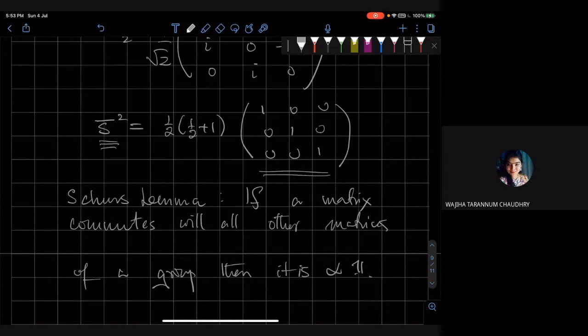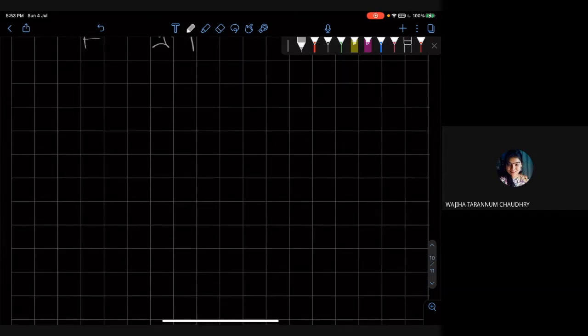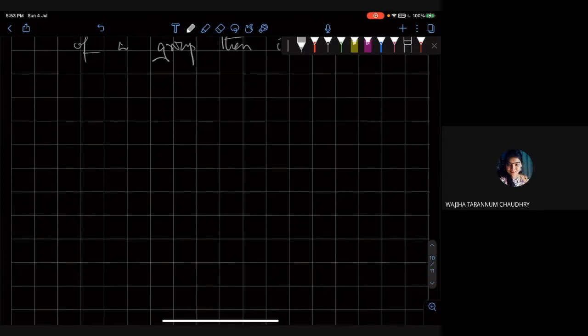Sir, could you briefly repeat how you got half plus 1 per s squared? Oh yeah, sure. I actually left it as an exercise, but I'm happy to show this. So s squared is s1 squared plus s2 squared plus s3 squared, right?